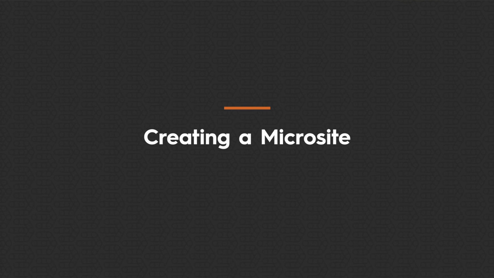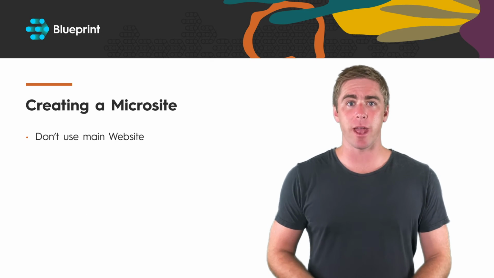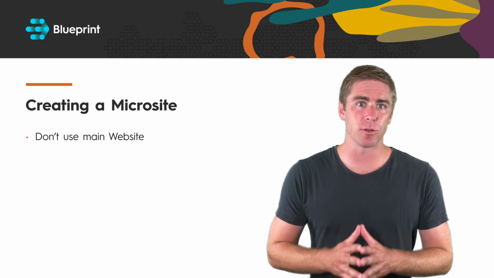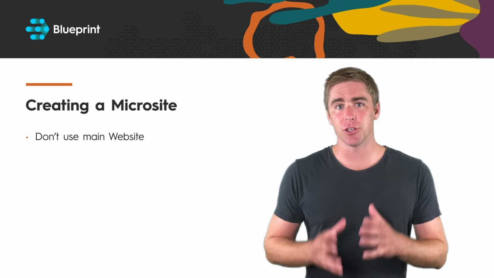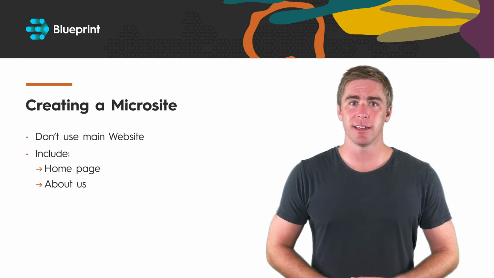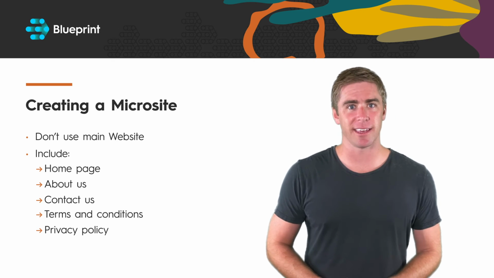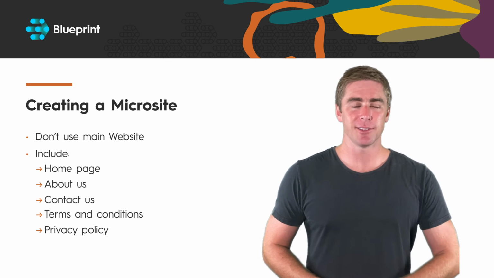In terms of creating a microsite, if you're running a campaign in Google Ads, Facebook, Instagram, or any other PPC platform, you're going to want to create a microsite to drive prospects to. Your microsite should include the following pages: homepage, about us, contact us, terms and conditions, and a privacy policy. Many of the social networks require these pages to drive traffic to a website.